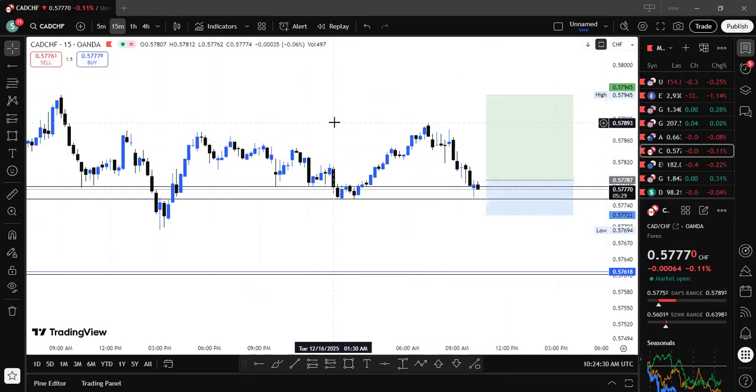But I'm looking for buying opportunity only on this particular currency pair because the market is in an uptrend. And this is how you analyze a market. And this is an example when you do it, CAD CHF. All right, you can just apply the same strategy on any different currency pair.